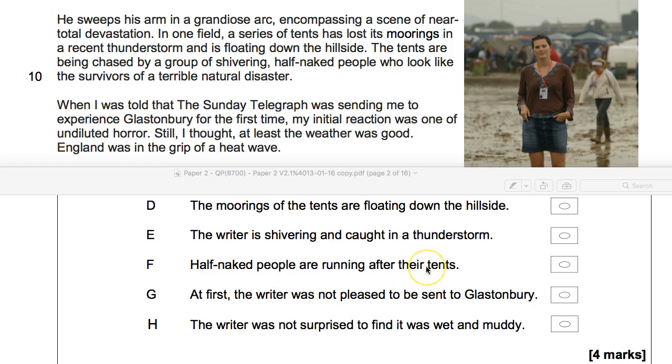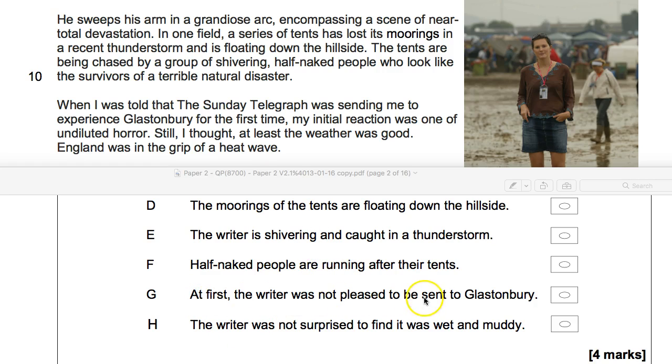Half-naked people running after their tents. Yes, I remember that those people were half-naked, so that's going to be correct. Unless they're not running after the tents. Let's check. The tents are being chased by a group. Okay, so they are running after the tents, I suspect. That's probably true, because if they're chasing, they can't really be walking, can they?